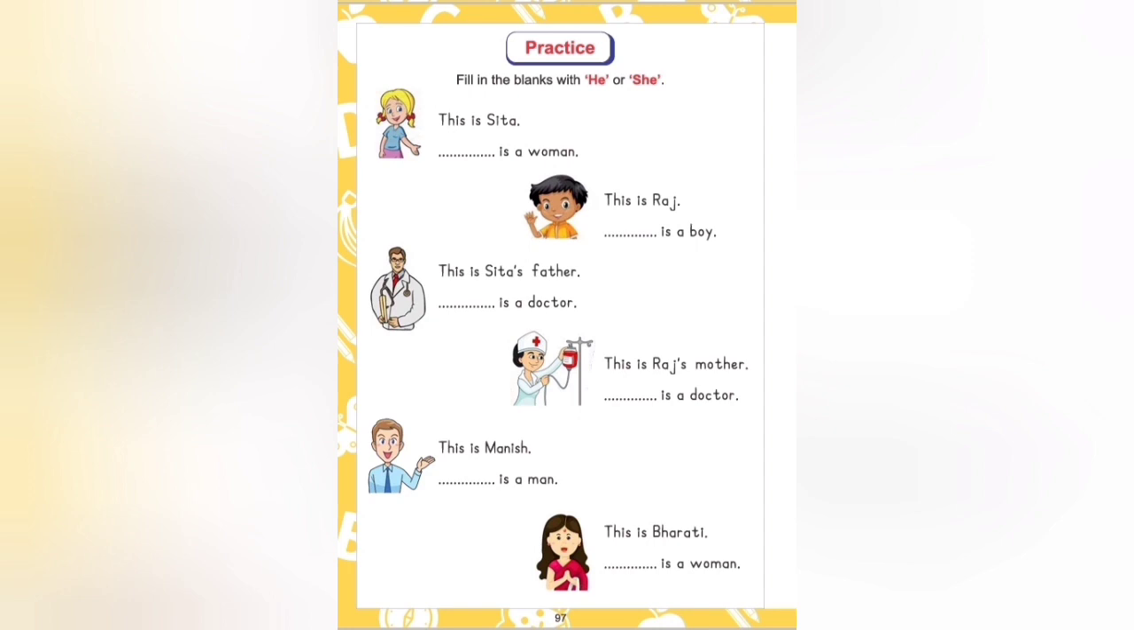This is Sita's father. Dash is a doctor. This is Raj's mother. Dash is a doctor. This is Manish. Dash is a man. This is Bharti. Dash is a woman. Now children, we will solve the answers to this practice page.